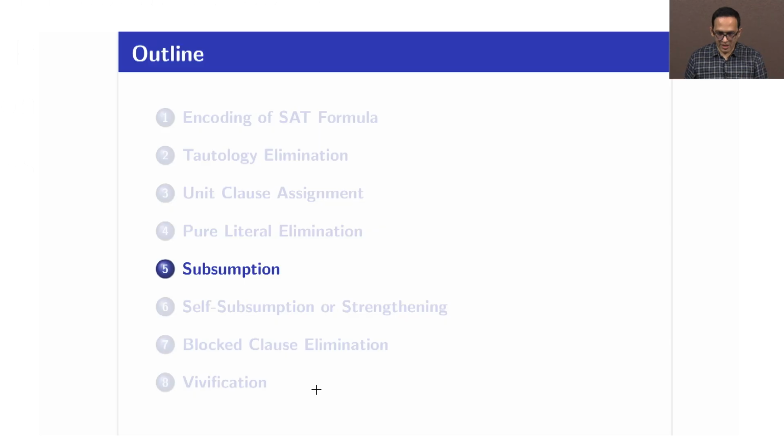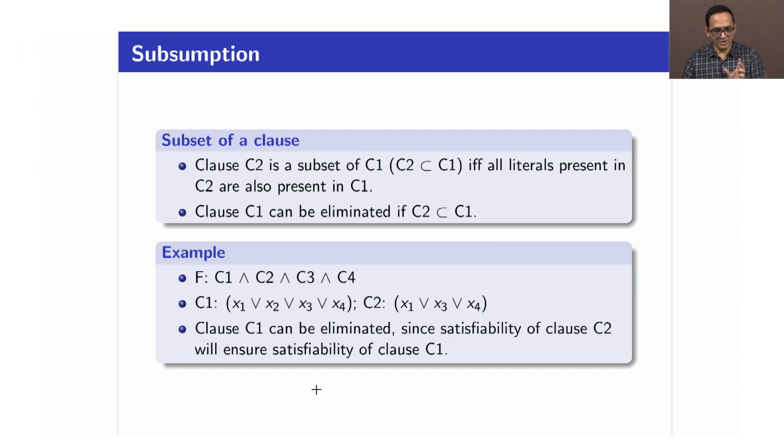Now I will move on to subsumption. This is another optimization. Let us get the definition of subsumption first. It is effectively a subset of a clause. You have 2 clauses. Is one clause a subset of the other clause or not? What do I mean by subset? If all literals occurring here also occur there, then I will say this particular clause is a subset of the other clause. In definition, clause C2 is a subset of C1 if all literals present in C2 are also present in C1. Very simple definition.